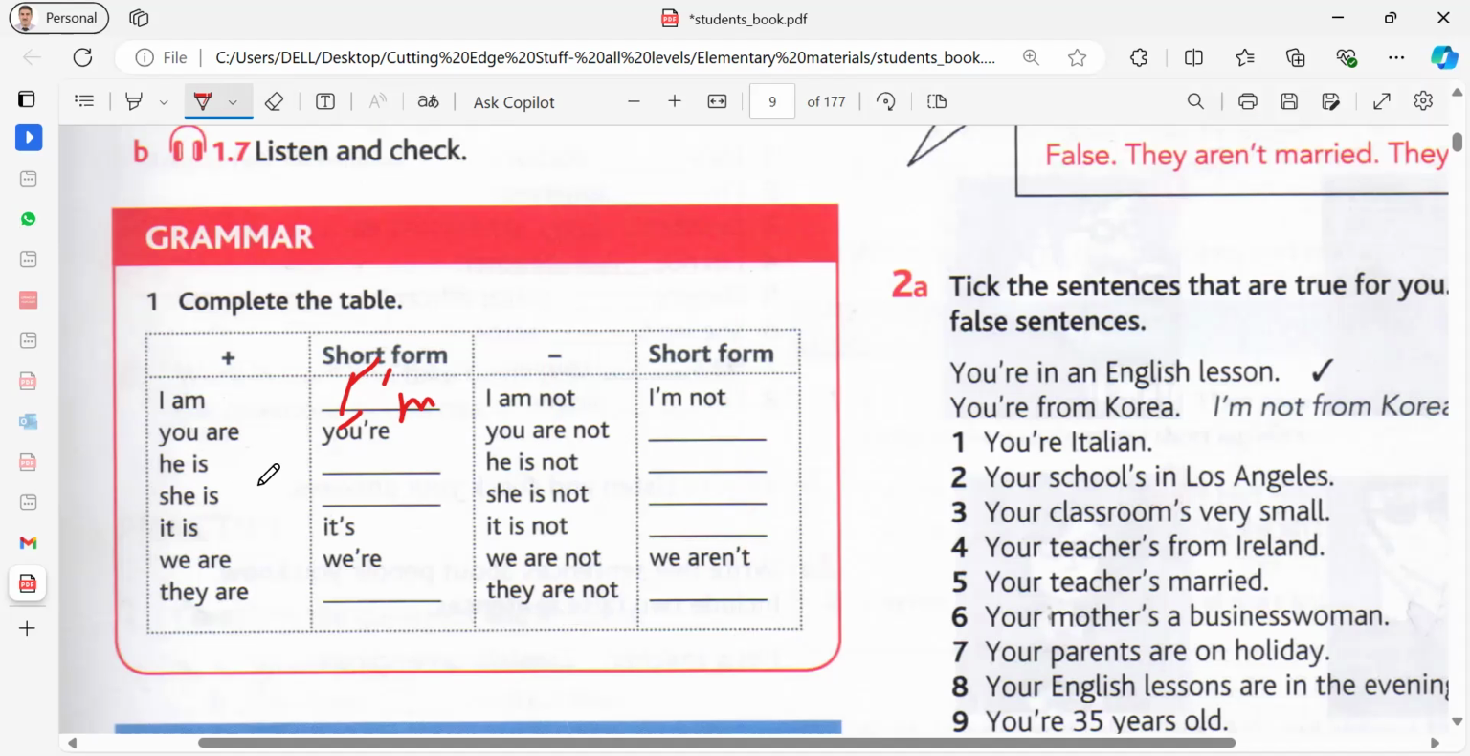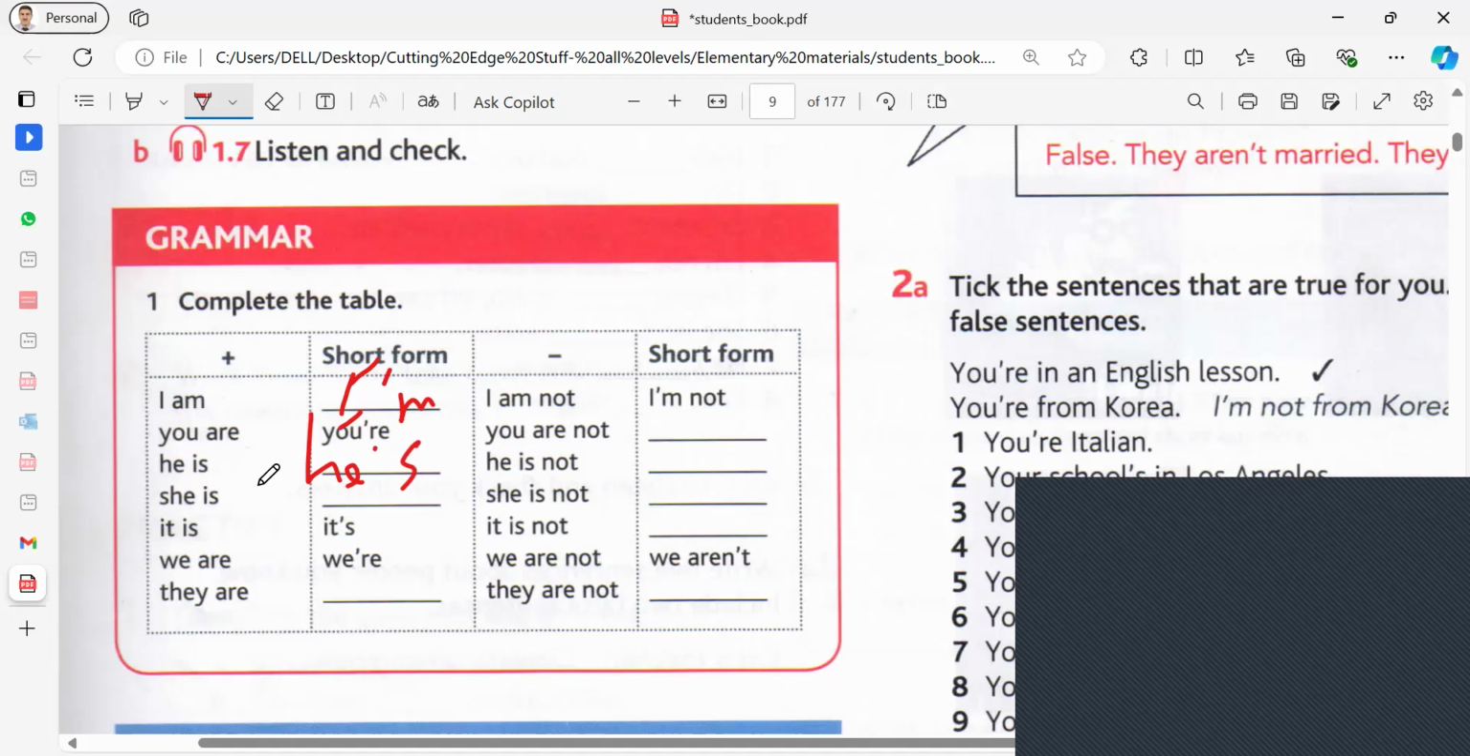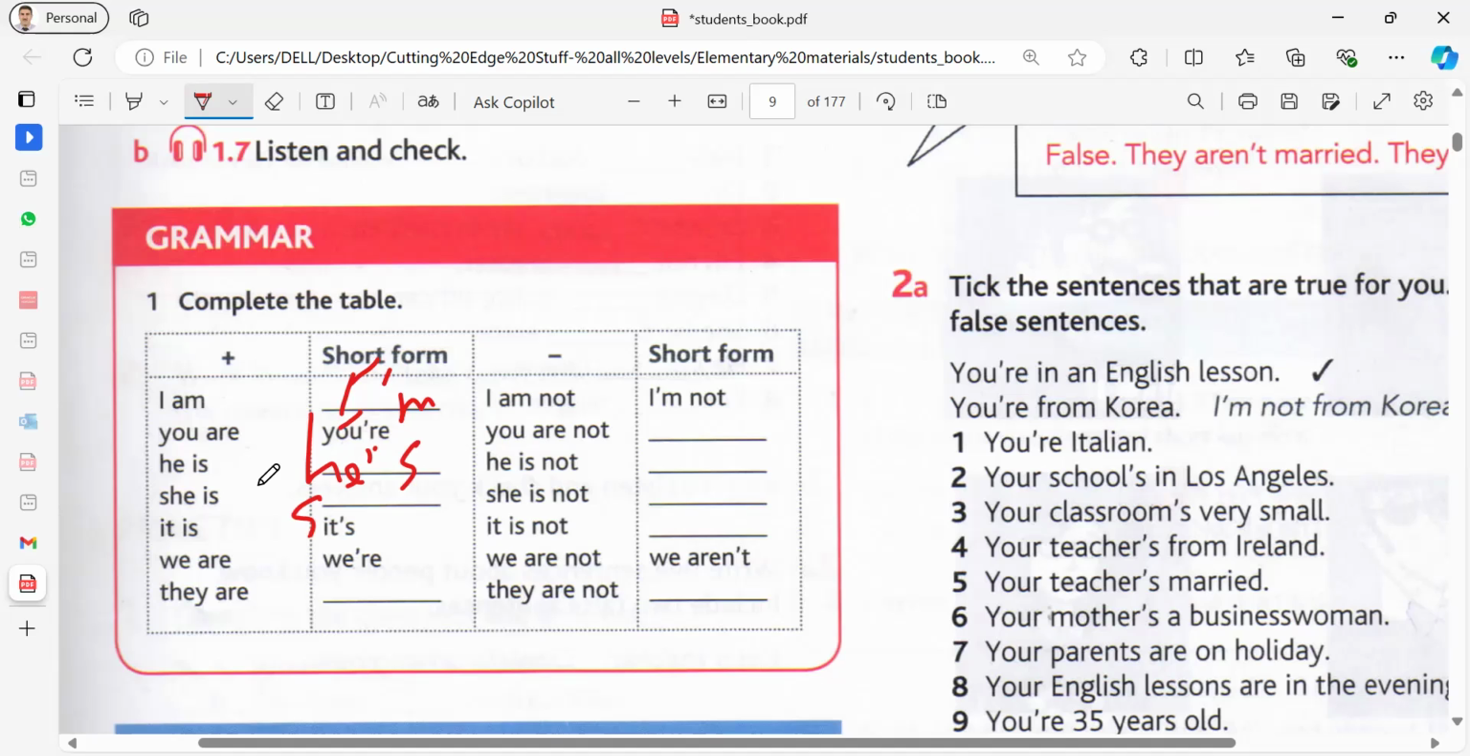Okay, you are, you're. He is, how to write it? Yes, he, apostrophe S, like this, he's. She is, how to read it? She's. She's, yes, she, apostrophe S. We are, we're, as you see. It is, it's. They are, how to write it? They're. Yes, they're. Again, please, Jude, read the long form and the short form of positive.